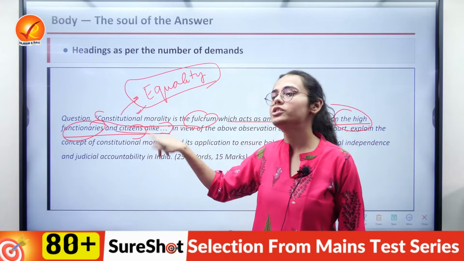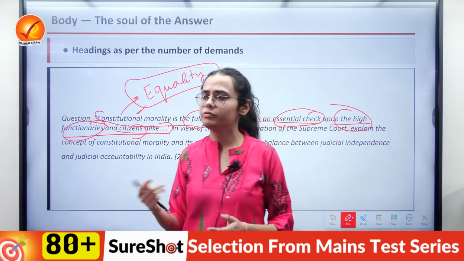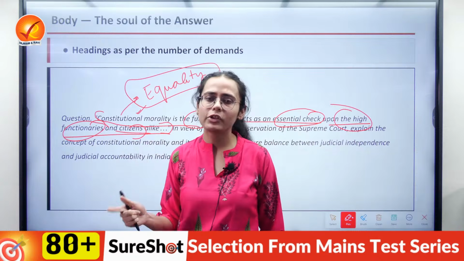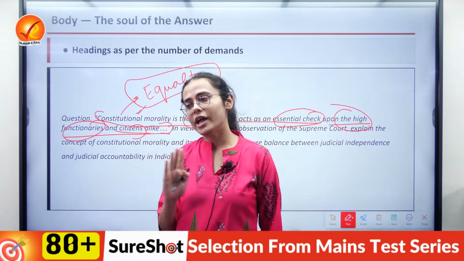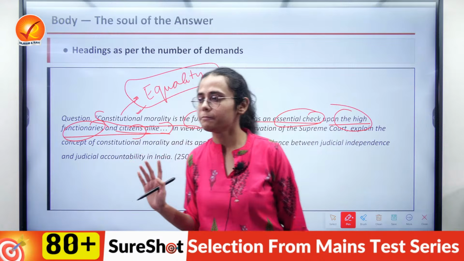Now just write points around it, how it ensures it, that you will get to know when you will read the content. Constitutional morality is a highly asked question, be it prelims, be it mains, you will be having n number of pages over it. Okay.